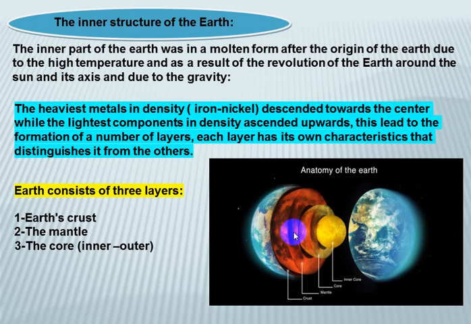The heaviest metals in density, like iron and nickel, descended toward the center, while the lightest components in density ascended upward. This leads to the formation of a number of layers. Each layer has its own characteristics that distinguish it from the others. Earth consists of 3 layers: the Earth's crust, which is the outer layer, the mantle, which is the molten part, and the core, which is divided into inner core and outer core.